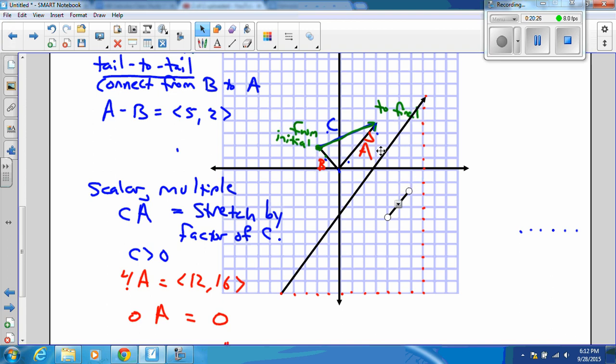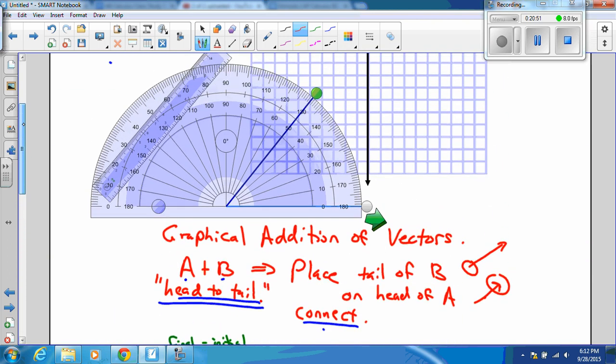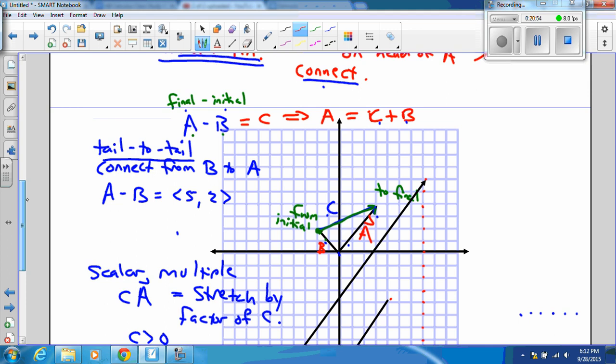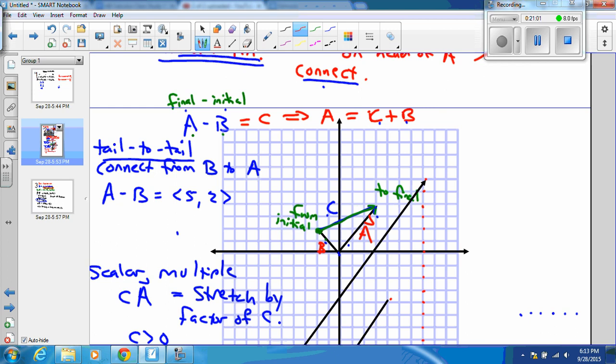So for example, negative 2a would represent taking my vector a right here and stretching it by a factor of 2 in the opposite direction. So there's negative a, well, let's get that right. It should be over 3 and down 4. Here it is, negative a, and now negative 2a, just like that. So negative 2a has twice the length of a, and now it points in the opposite direction.